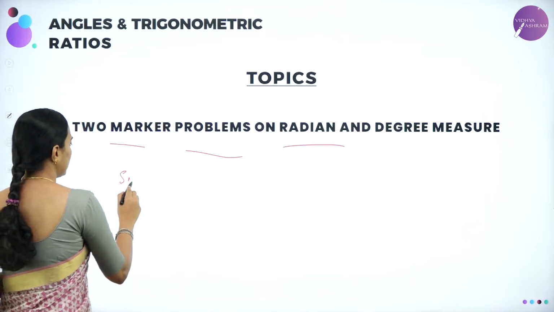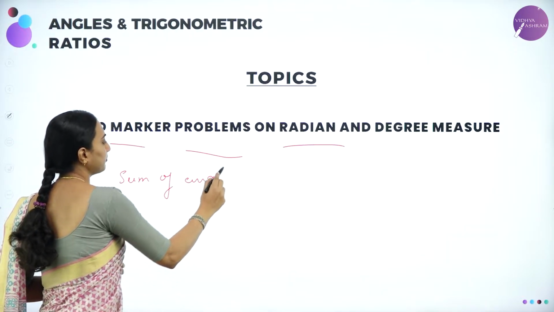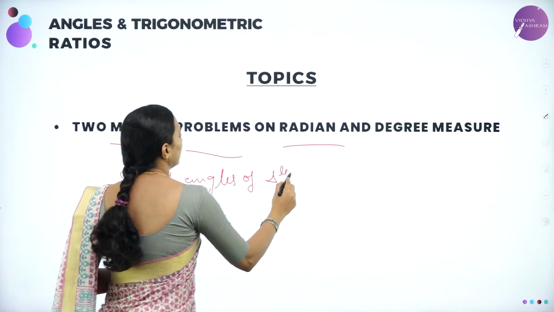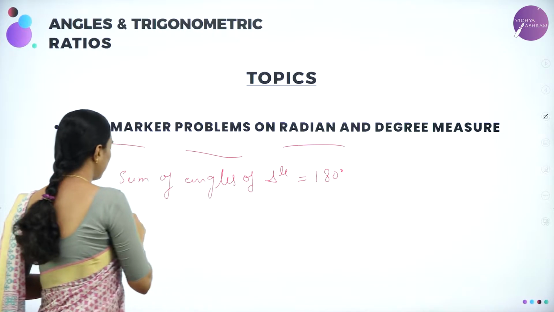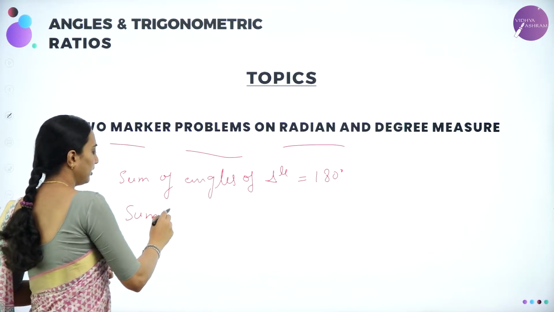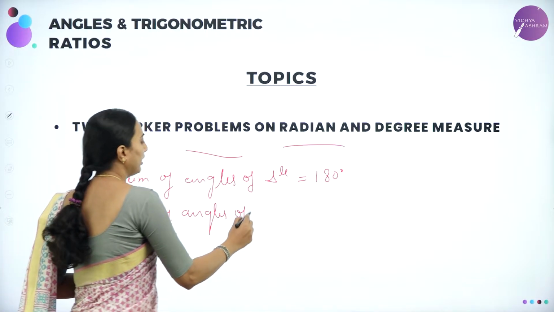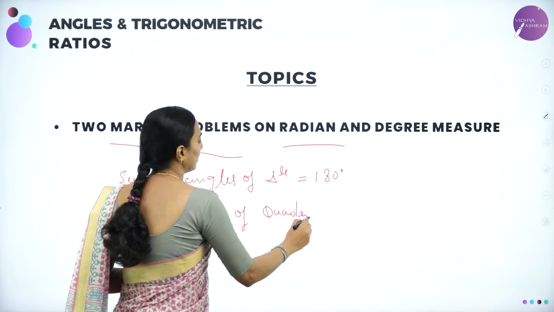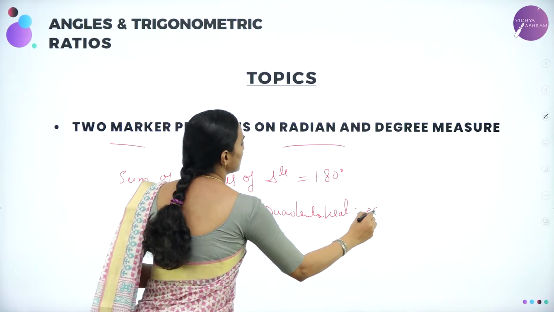Sum means addition. The sum of angles of a triangle is nothing but 180 degree, and similarly the sum of angles of a quadrilateral is equal to 360 degree.